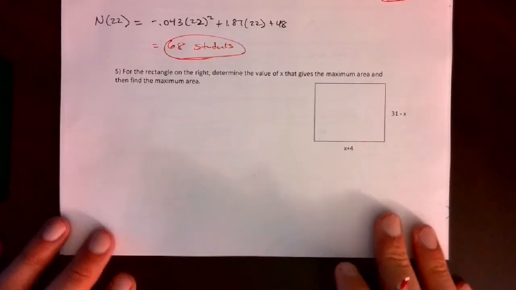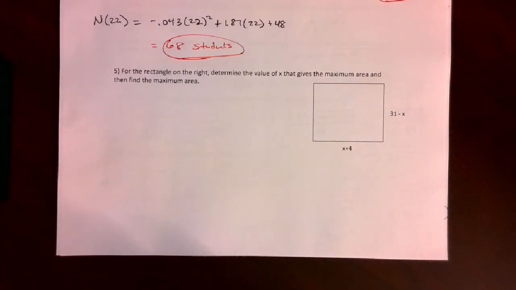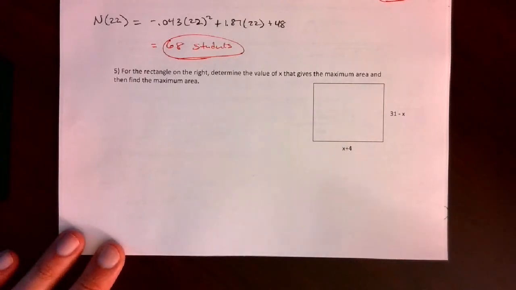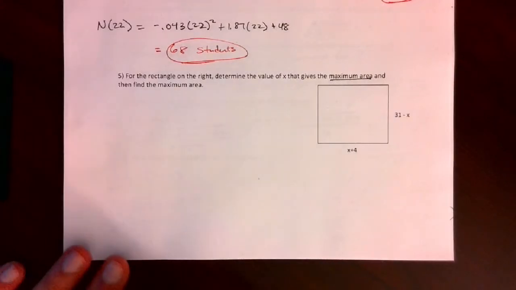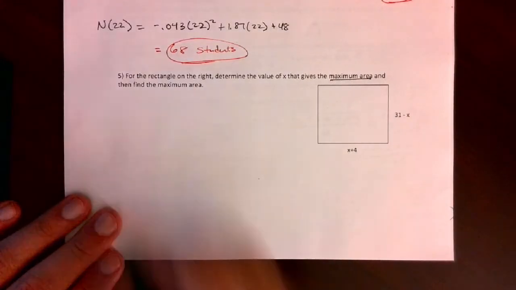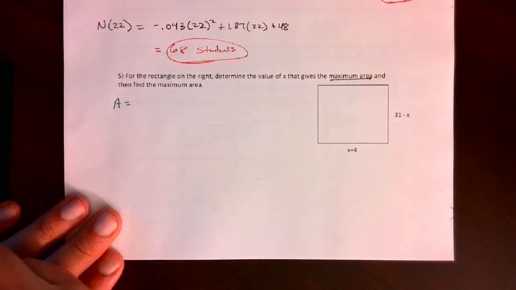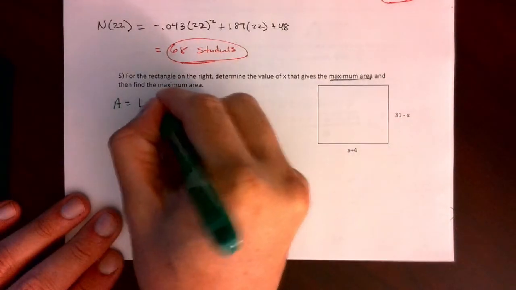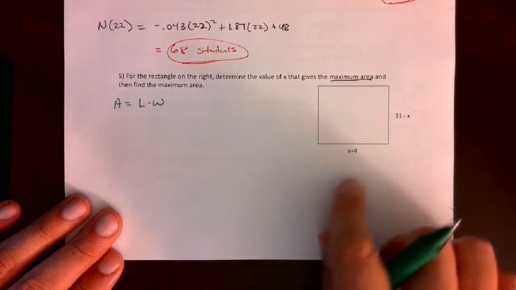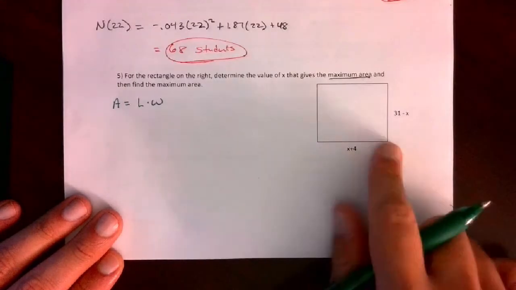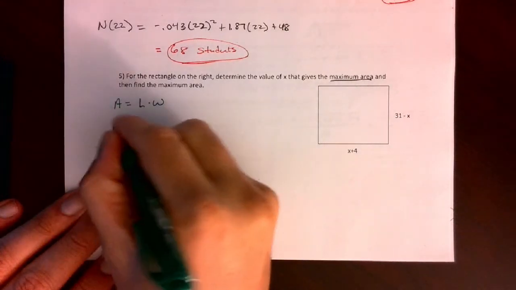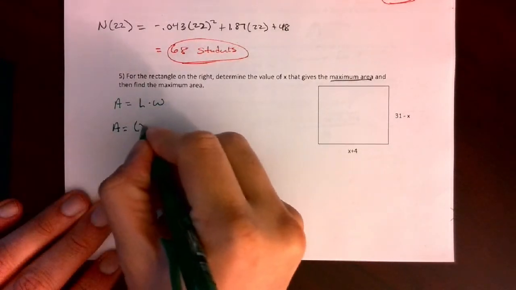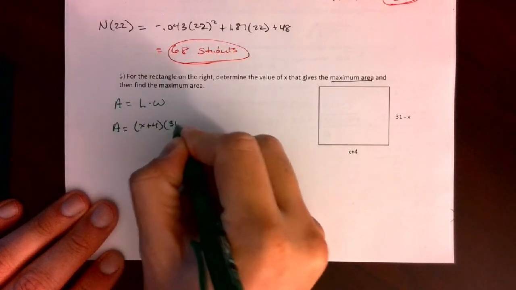Let's take a look at the last one here. This is similar to the problem above about the fence and the river. It says, for the rectangle on the right, determine the value of x that gives the maximum area, and then find the maximum area. Well, to find the maximum area, first thing we should do is find the formula for area. Remember, area of a rectangle is equal to length times width. In our formula, they've already given us what the sides are, so I don't have to write let statements or anything like that. So really, I can just do area is equal to x plus 4 times 31 minus x.